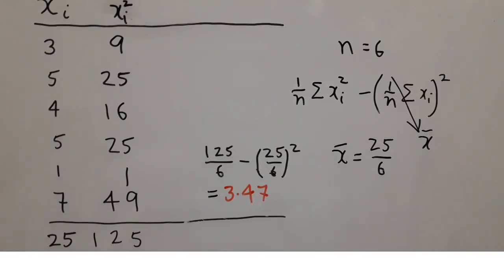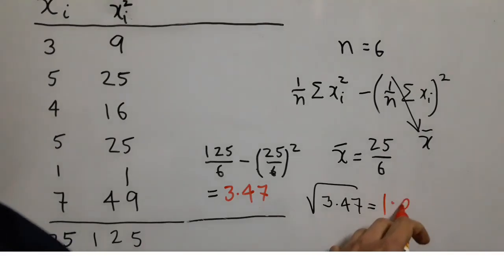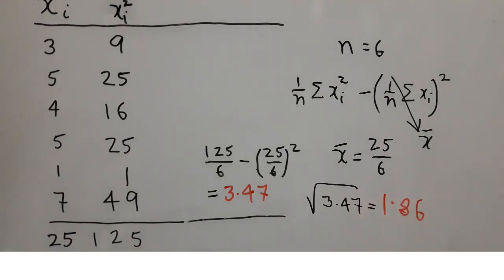Now of course that is exactly as expected, and if I now want to compute the standard deviation, that is again as before, I just compute its square root, which is 1.86. Of course rounded off to 2 decimal places.